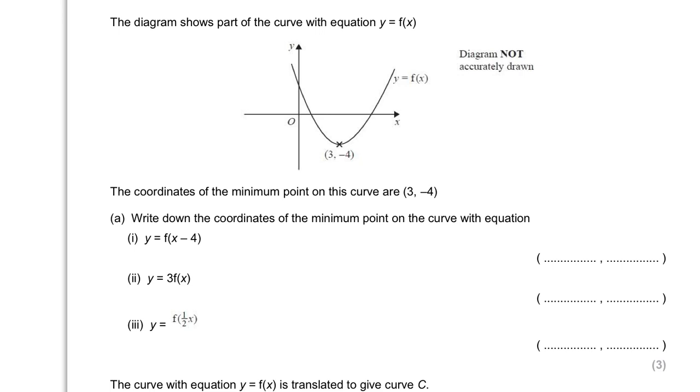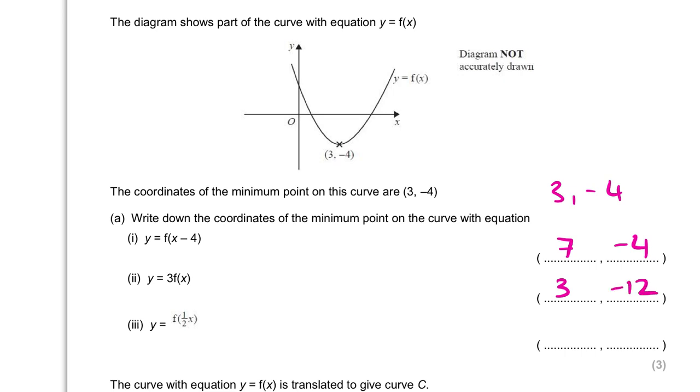So, is it inside or outside the bracket? Who does it affect? What are we going to do to the x coordinates? Add 4. So instead of it being 3, minus 4, it's going to be 7, minus 4. Because I added 4 to my x coordinates. Okay, inside or outside the bracket? Who does it affect? Y. What do we do to our y coordinates? Times by 3. So it's only my y, so my x stays the same. Minus 4 times 3, minus 12.